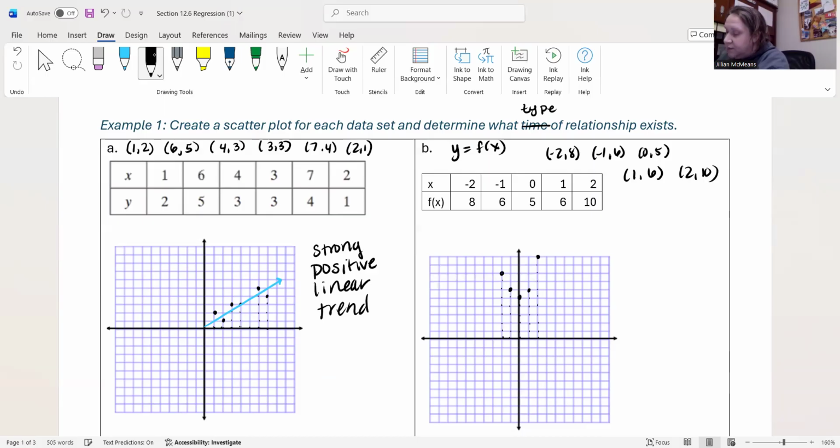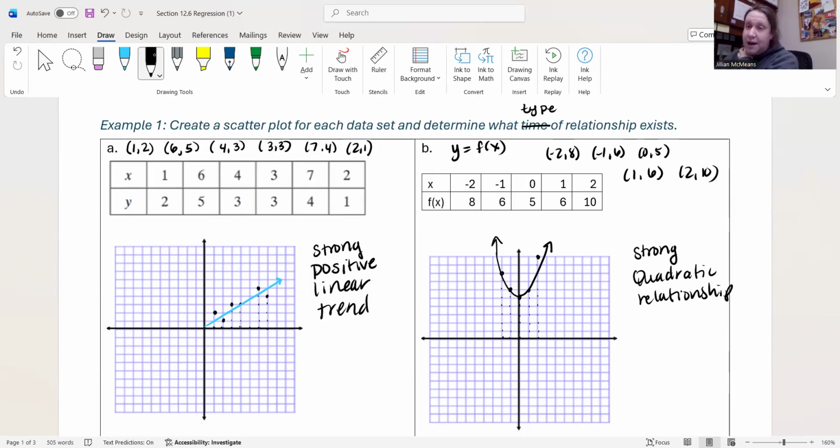8, 9, 10. So they're not exactly on a parabola, but you can see they're pretty close. All right. So I would say there is a strong quadratic relationship, because remember, quadratic is a parabola. Now, after this example right here, we're really just going to focus on linear relationships, okay?